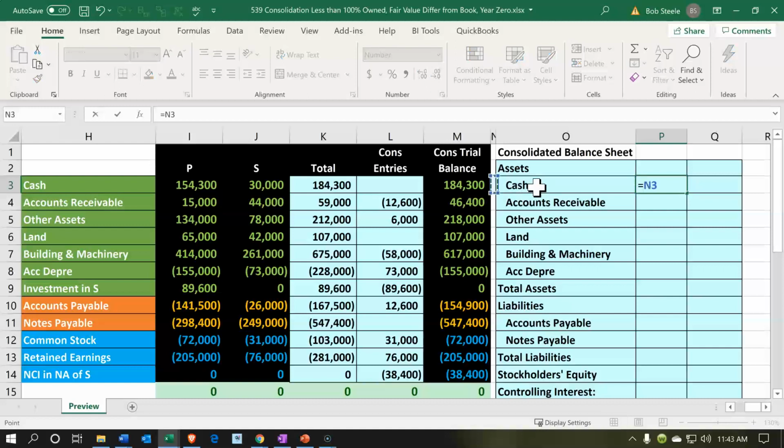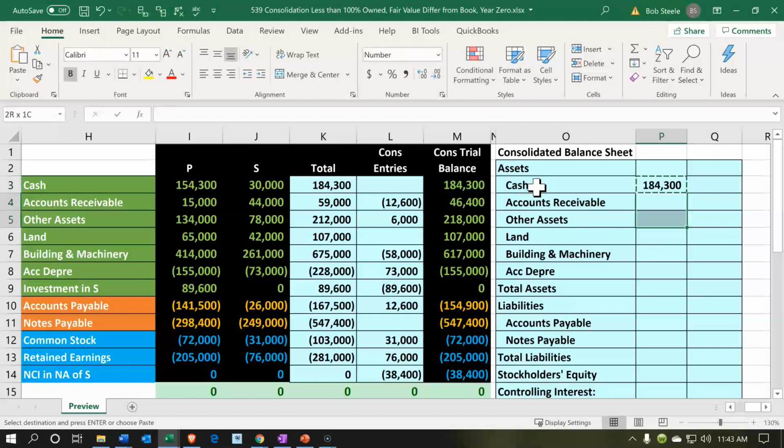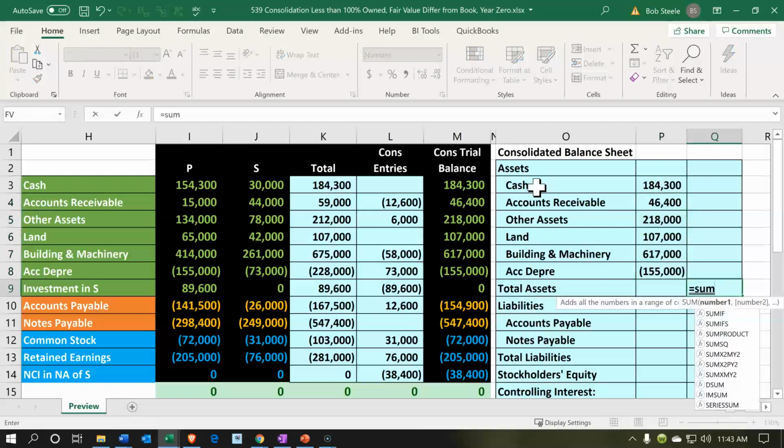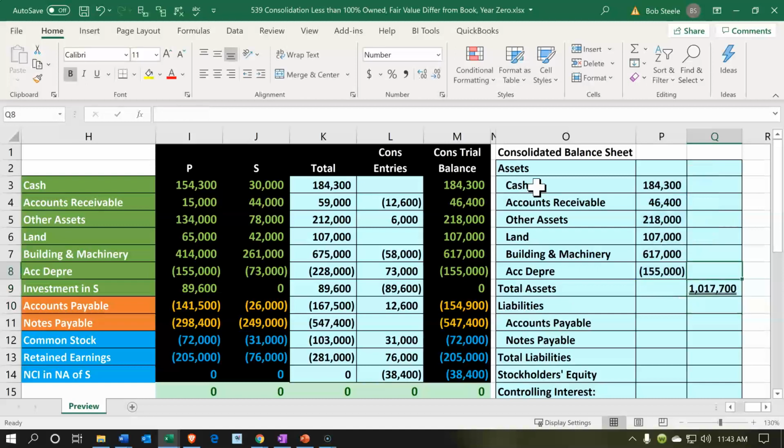I'm just going to say this equals the assets, cash. I'm just going to copy that and then holding down Shift and then Control V, I'm going to paste that down, and that's just picking up all the assets here. Then the total assets, I'm going to put in the outer column equals the sum of these items, the assets, and that adds up to the 1,017,700. Let's go ahead and put an underline here, which should be underlined for you already.